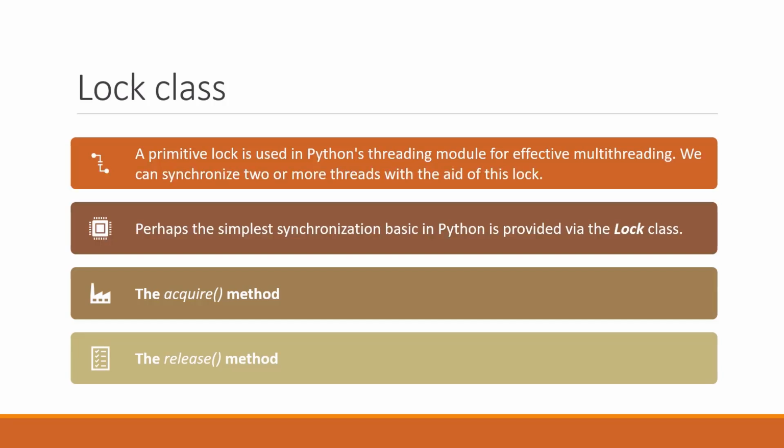First one is the acquire method. Now what is this acquire method? The acquire method is utilized to obtain the lock state. Moreover, when we use this method without any parameter, it blocks the lock until it has been unlocked.